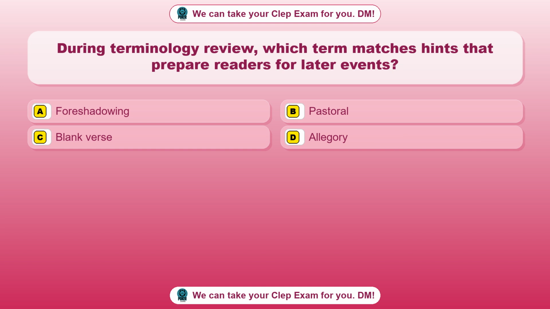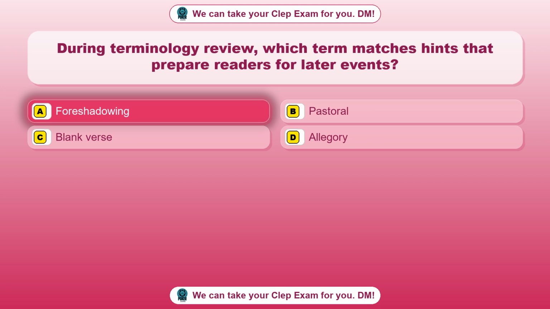Question 20. During terminology review, which term matches hints that prepare readers for later events? Option A. Foreshadowing. Option B. Pastoral. Option C. Blank verse. Option D. Allegory. The correct answer is option A.